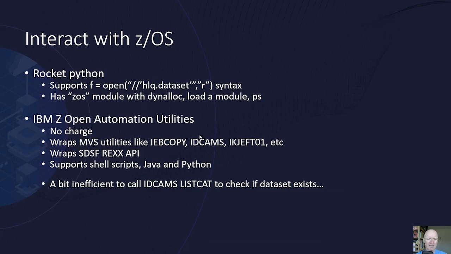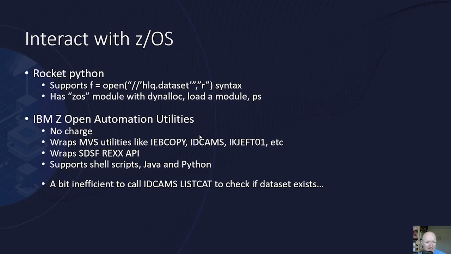If you're looking at data sets, Rocket Python supports reading from MVS data sets by using the normal // syntax for referencing MVS datasets from USS. So here I can open a sequential dataset. Rocket Python also has a zos module with dynalloc, the ability to load a module, and ps for checking the processes.